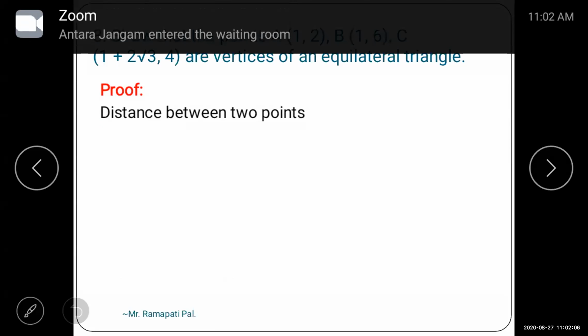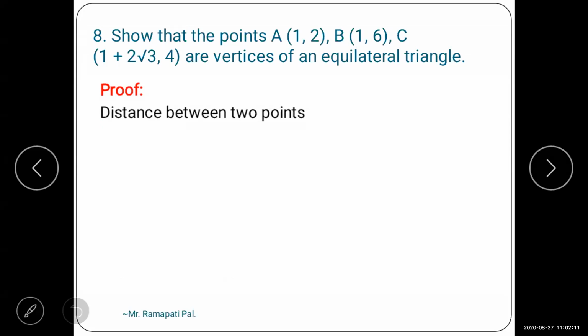Distance between 2 points by using the distance formula, because point A is (1, 2), point B is (1, 6), and vertex C is (1 plus 2 root 3, 4). Okay, let's see by using the distance formula. Write down the distance formula fast. Okay, very good. So you are writing the distance formula, so I will not write. Okay, let's see distance AB.